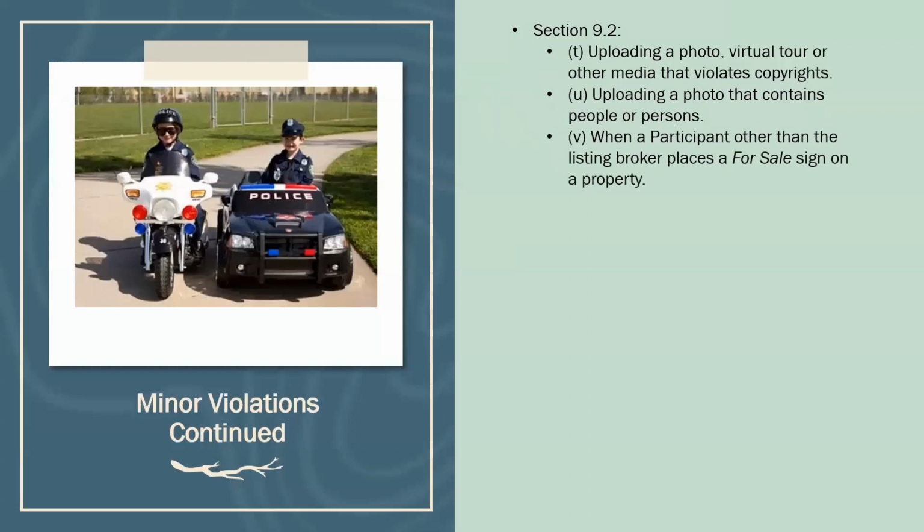When a participant other than the listing broker places a for sale sign on the property, that does not mean your sign guy. What this is telling you is if ABC Brokerage has a listing agreement for property A, and then CBS Brokerage comes through and says, oh, we're going to put a for sale sign on property A. They don't have a listing agreement, so it means they cannot put a for sale sign on that property.